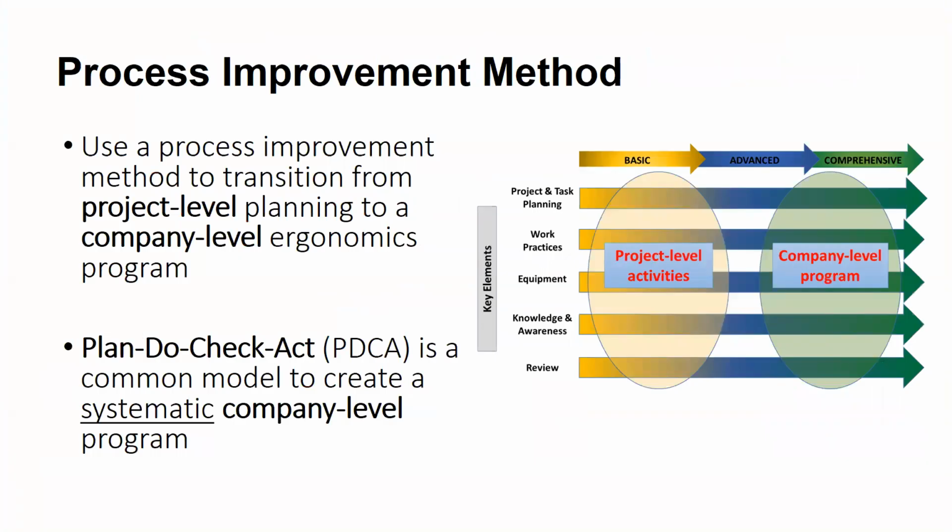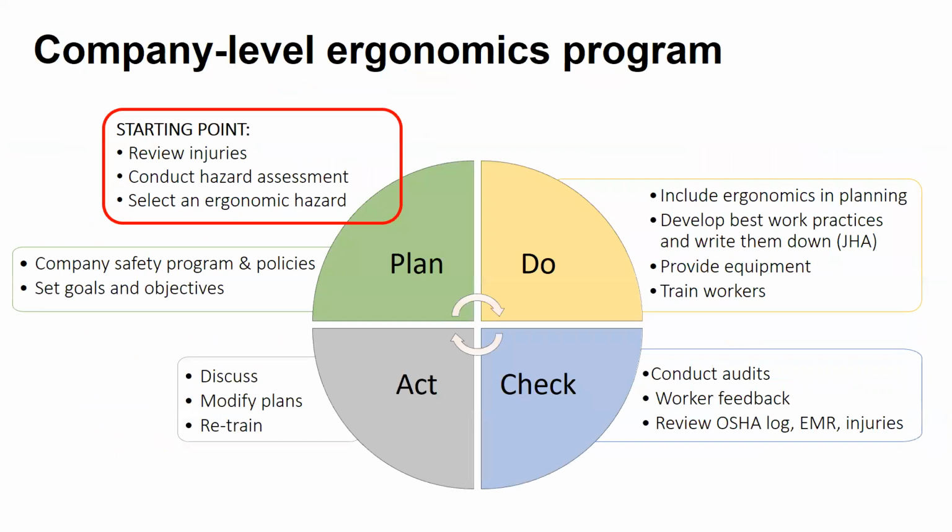Whether you start designing your program to work at the project level or across your entire company, your ergonomics program must follow a process improvement method so it can achieve the results you desire, namely to reduce soft tissue injuries and increase worker productivity. Many companies use the Plan, Do, Check, Act model as a means to continuously improve their process and to create their company-level program. The Plan, Do, Check, Act model shown here is a continuous process improvement method.